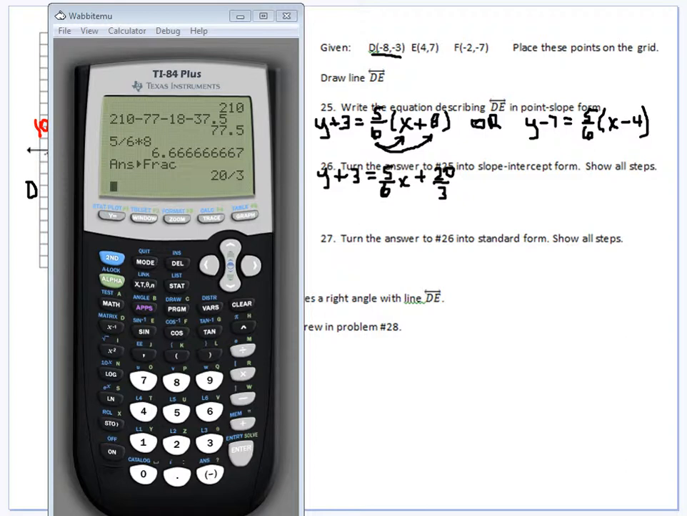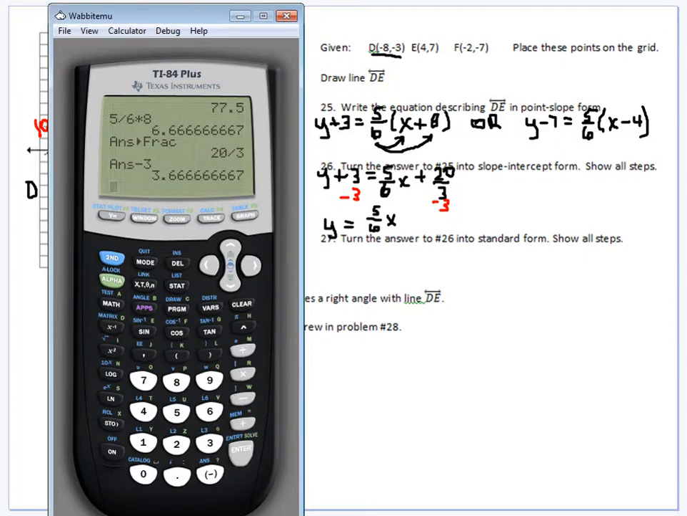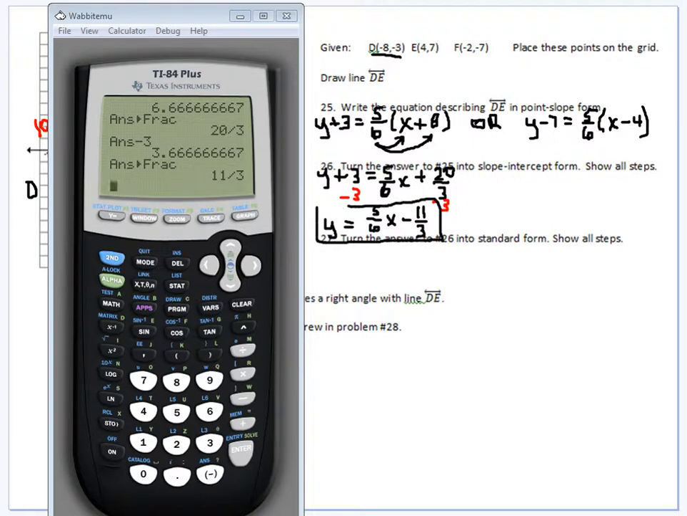Okay, so then the next step would simply be to subtract 3. So I'm going to subtract 3. So we have y equals 5/6 x. Now the same thing, if you're no good at that, do it on your calculator. Say subtract 3 and turn it into a fraction. Math fraction. So 20/3 minus 3 is 11/3. And that was what the answer was. It was 5/6 x minus 11/3.